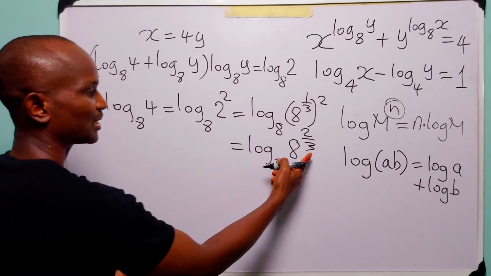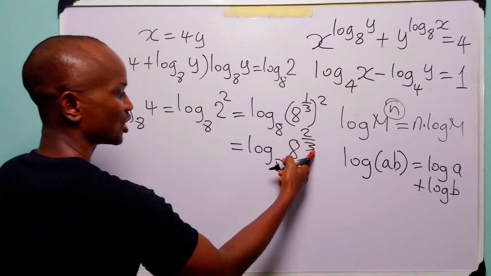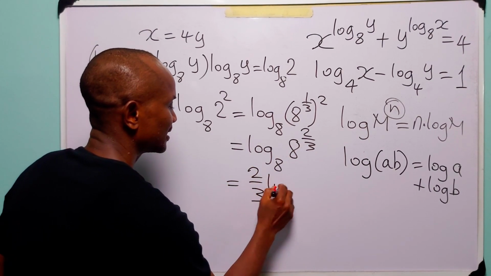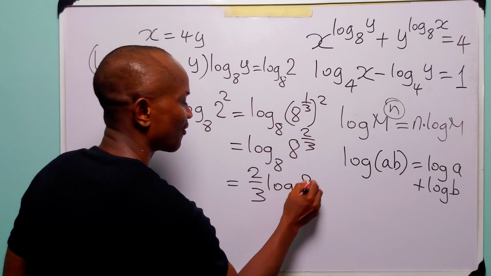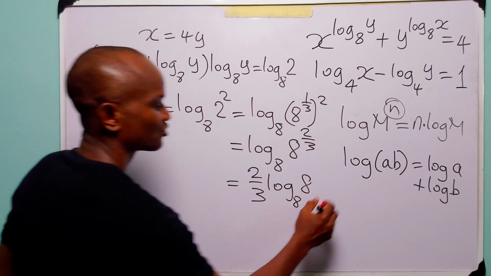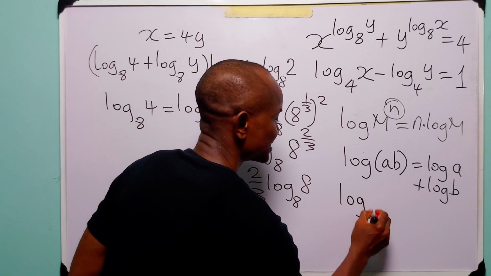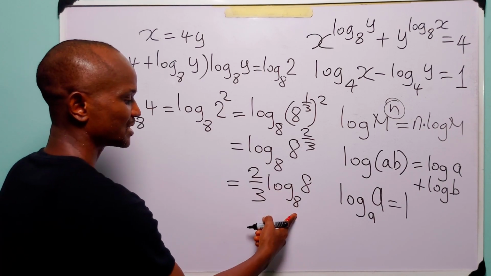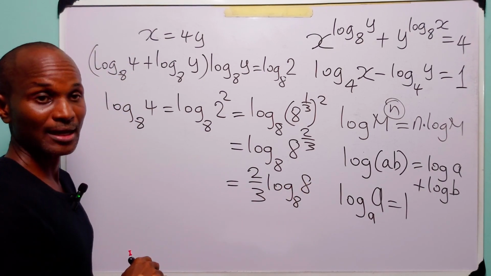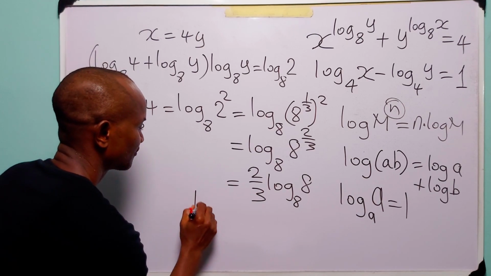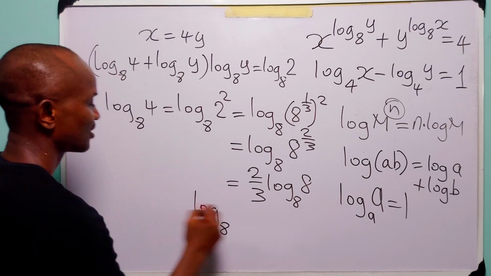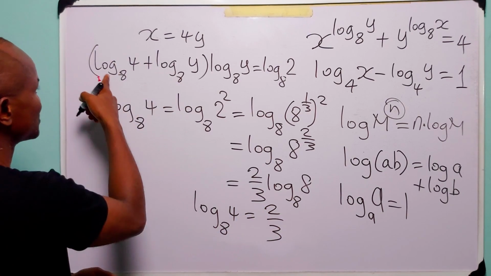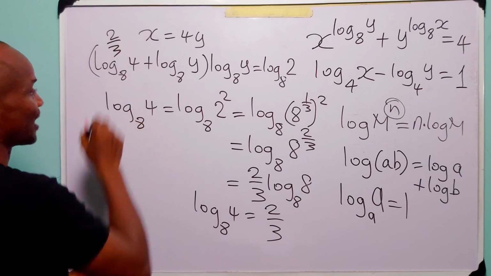But then let us remember the power rule. With this rule, we can write this as 2 over 3 times log to base 8 of 8. And then let us remember that log to base a of a is equal to 1. So that means that log to base 8 of 8 is equal to 1. And we have that log to base 8 of 4 is equal to 2 over 3. So this is equal to 2 over 3.